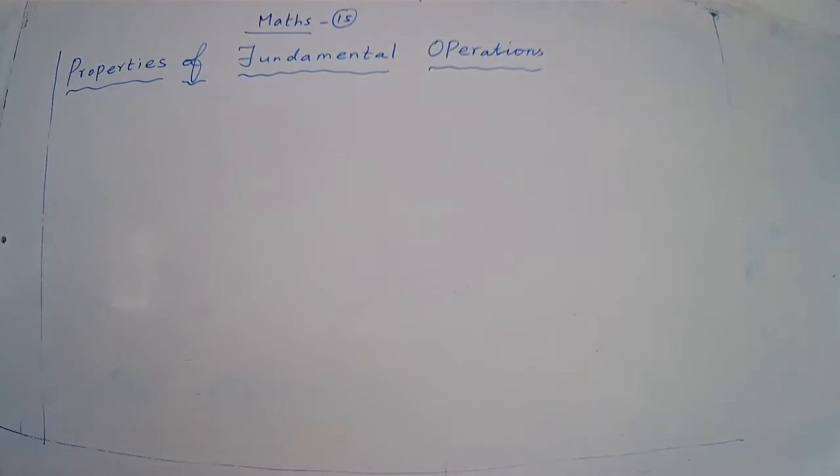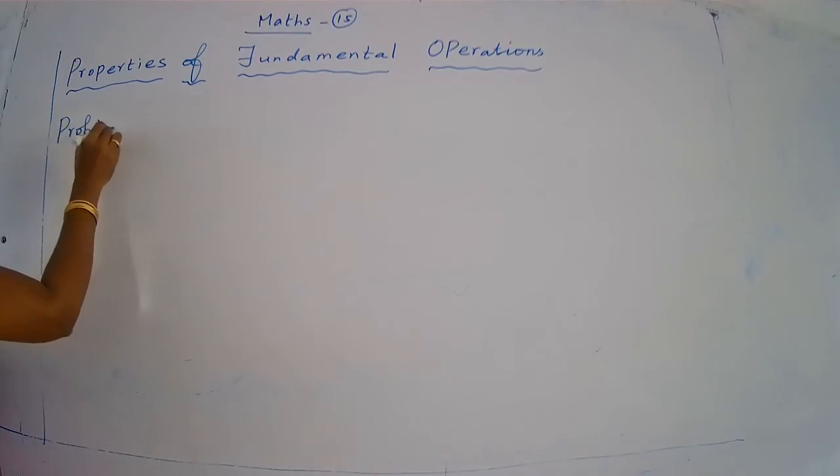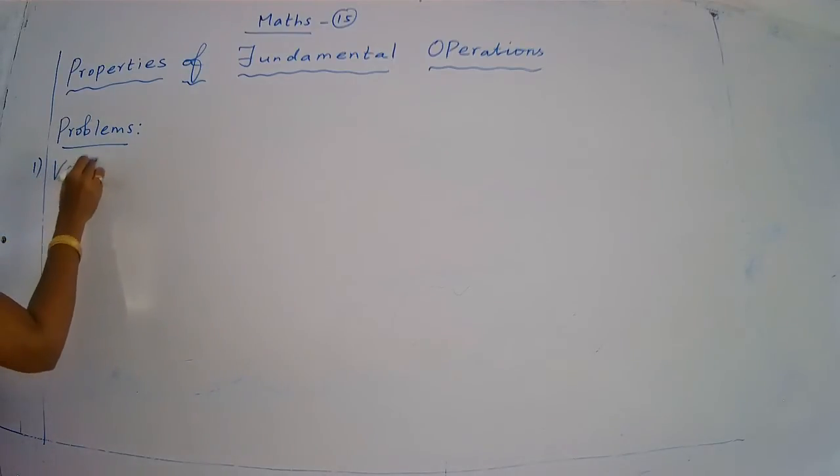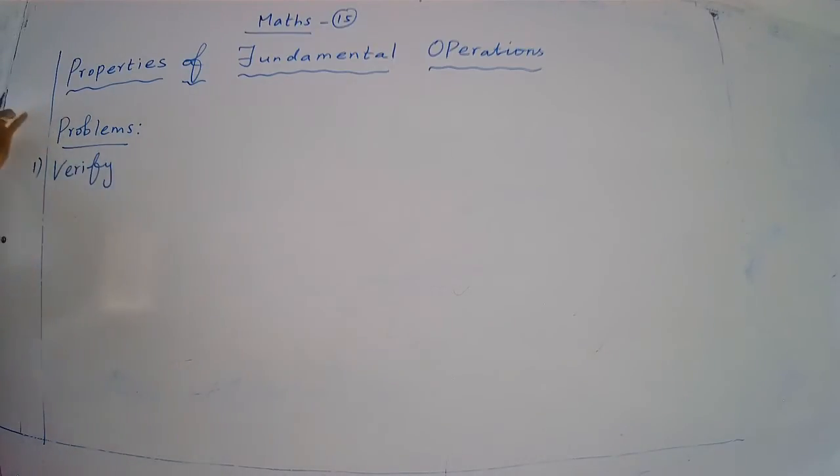Okay children, so now your question is verify commutative property for addition and multiplications. Okay, your first question, 6 and 5. So, all of you listen, stop writing. Your question is verify commutative property for addition and multiplication. Okay, two numbers are given, 6 and 5.